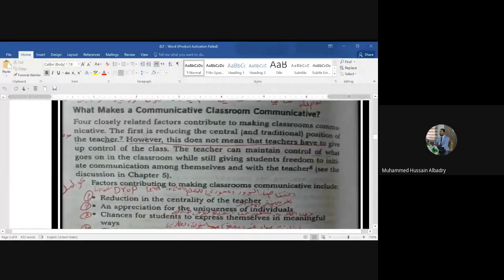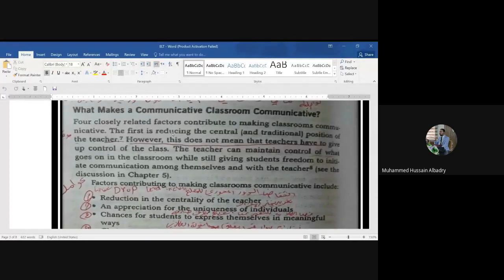The first is reduction. This is number 1, reducing the central traditional position of the teacher. Remember, we talked about this point. With a traditional class, the teacher is the center of the class. He does everything inside the classroom. He dominates the class. So here we have to reduce, diminish, minimize the central role of the teacher.